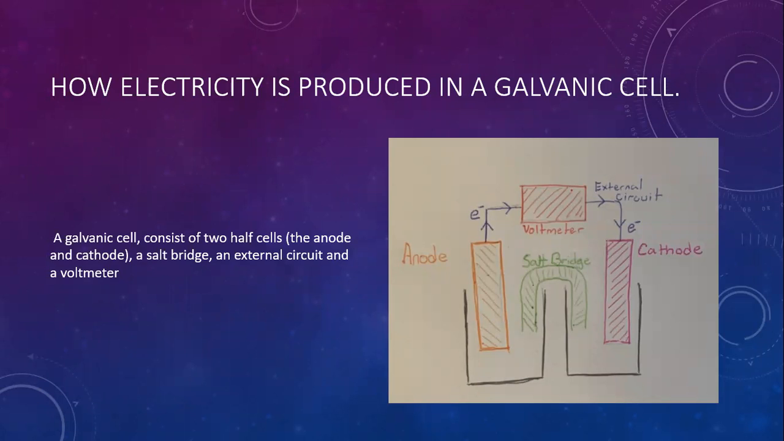A galvanic cell consists of two half cells, the anode, which is in orange, and the cathode, which is in purple. The salt bridge, which is in green, the external circuit, which is in blue, and the voltmeter, which is in red. We're just going to discuss what each of those does and how that contributes to producing electricity in the following slides here.